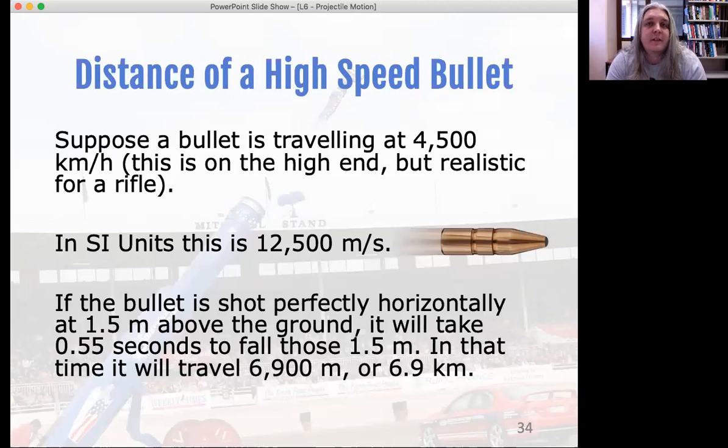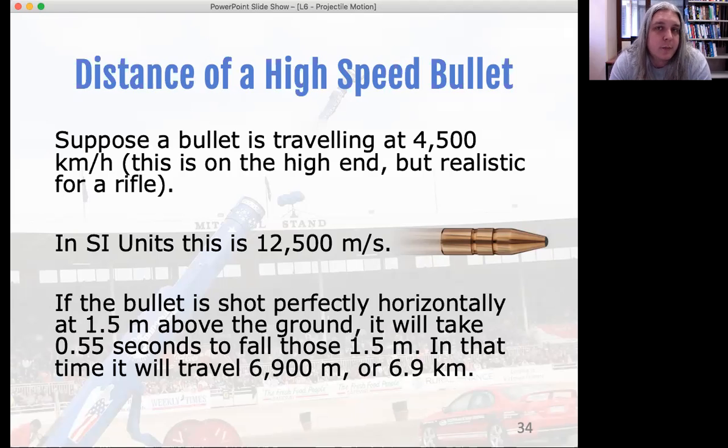And to finish off this lesson, as I promised, we're going to talk about high-speed projectiles and orbiting satellites. So let's think about a bullet traveling very fast. A bullet travels at around about 4,500 kilometers an hour. If you're looking at the very high end, it is realistic for a rifle to travel at that sort of speed though. So if we're looking at 4,500 kilometers an hour, first thing we do, convert to SI units, 12,500 meters per second. 12,500 meters per second is what that bullet is traveling.